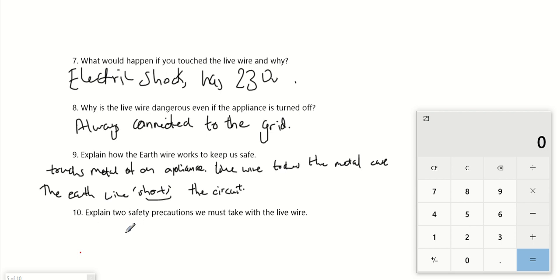Explain 2 safety precautions we must take with the live wire. Never touch it when the circuit breaker is on.